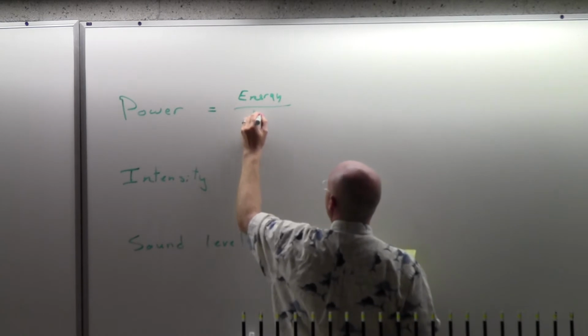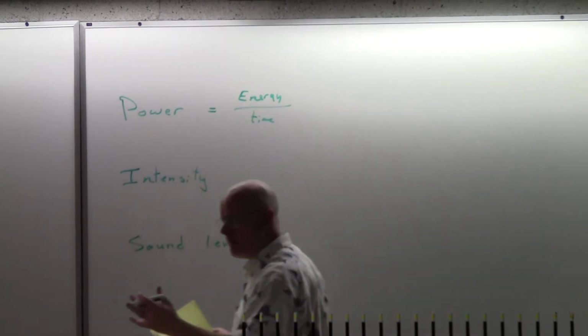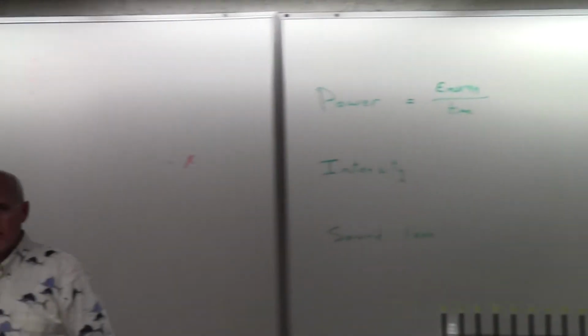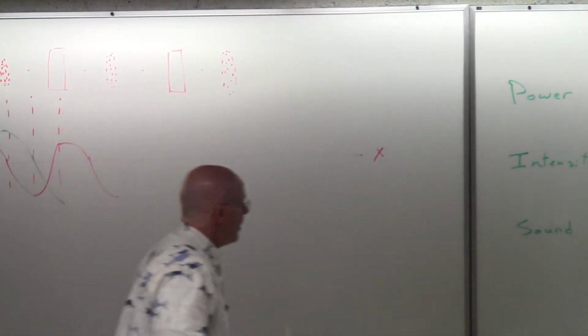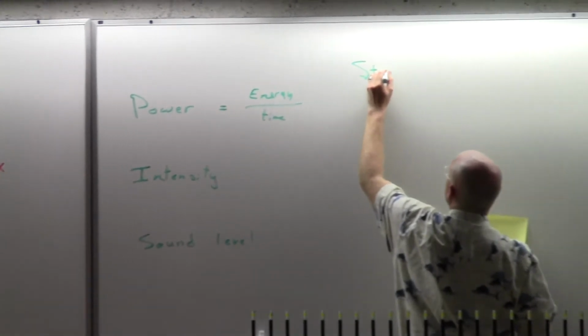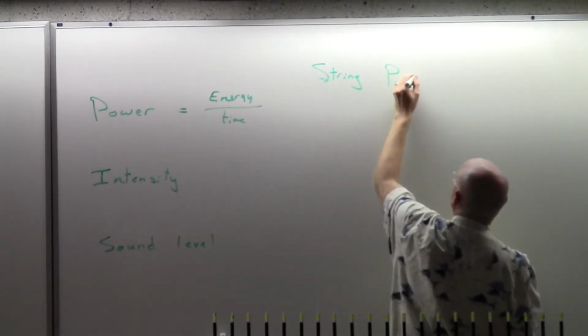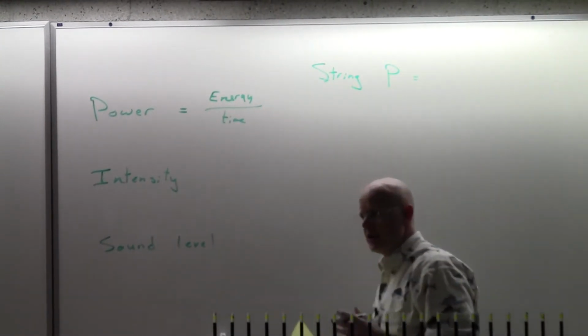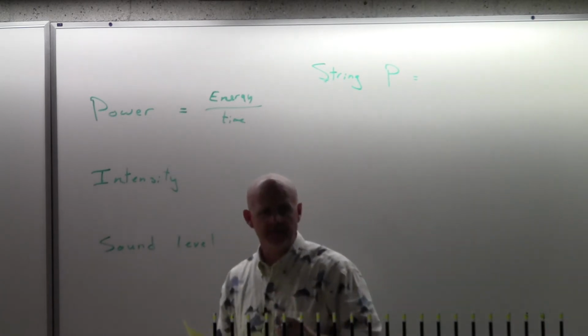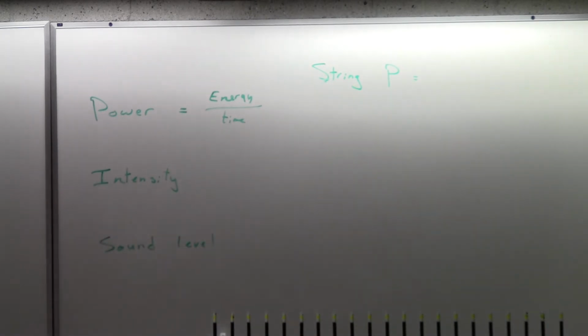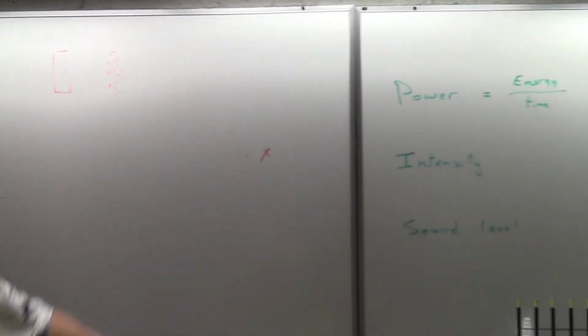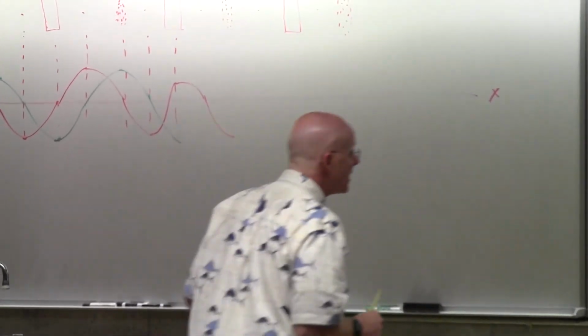Energy per time, right? That's why we measured it in watts. And when it was a string, what did we get in the last chapter for the power that was being transmitted by this string? And so visually, if I were to stand here and take this string and go up and down, didn't we come up with this?